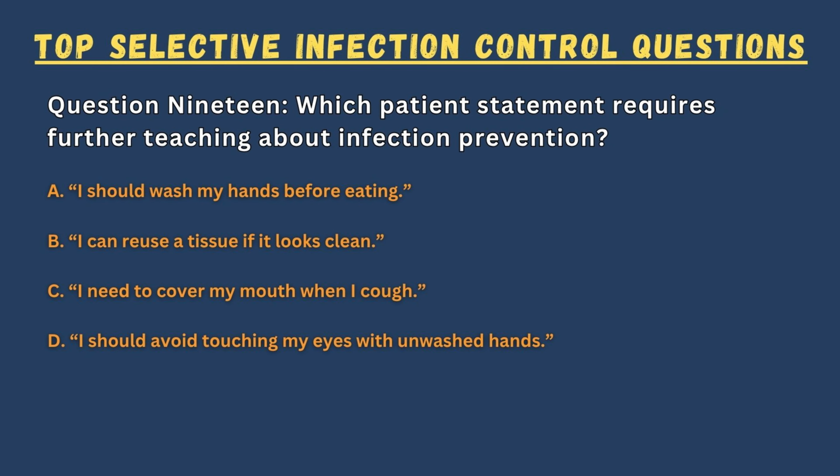Question 19. Which patient statement requires further teaching about infection prevention? A. I should wash my hands before eating. B. I can reuse a tissue if it looks clean. C. I need to cover my mouth when I cough. D. I should avoid touching my eyes with unwashed hands. Answer. B. I can reuse a tissue if it looks clean.